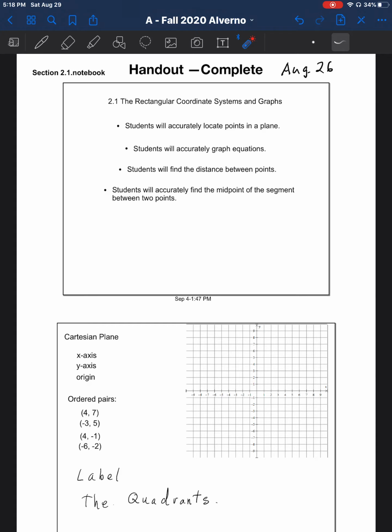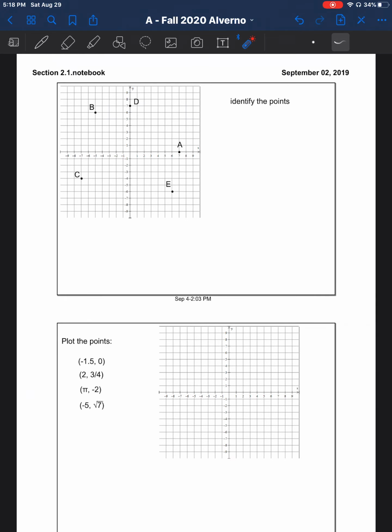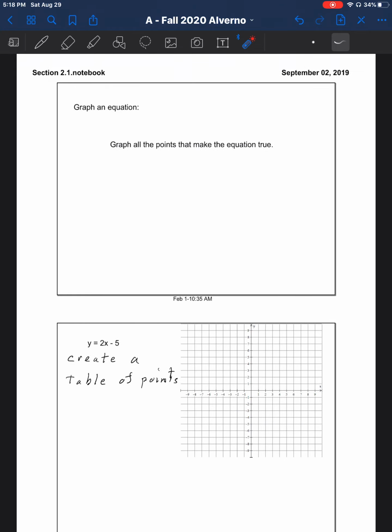So just a quick review. In class, we looked at the rectangular coordinate system, the Cartesian plane, what ordered pairs were, and how they indicate locations. If you're given a bunch of points on a Cartesian coordinate system, be able to determine what those points are. If you're given the points, be able to mark the locations on the plane.